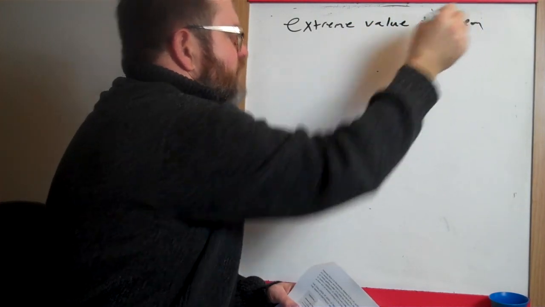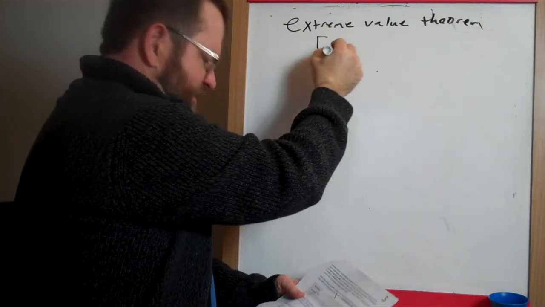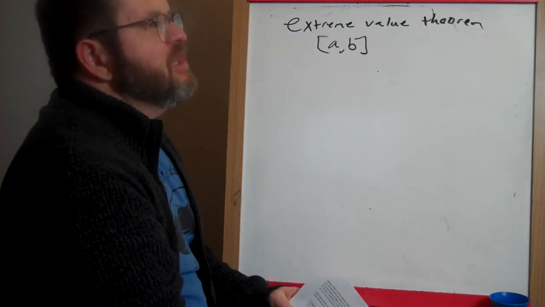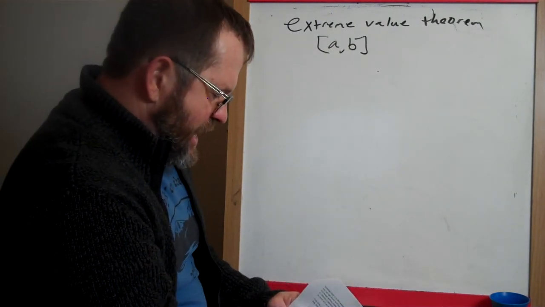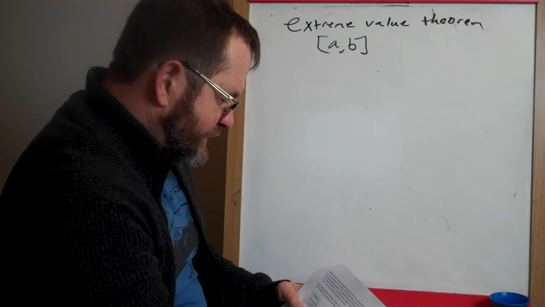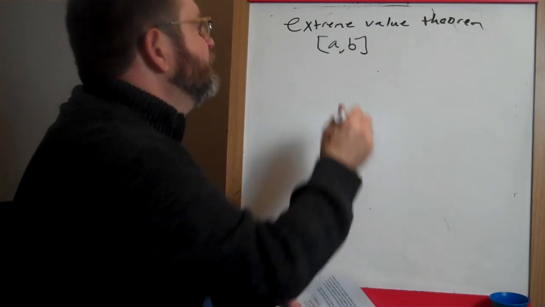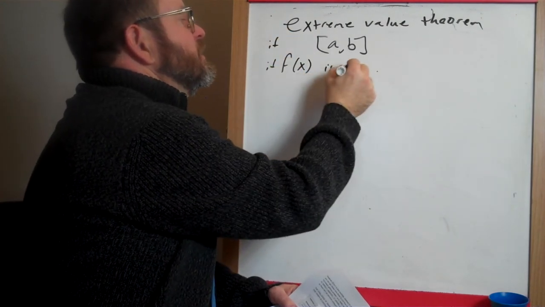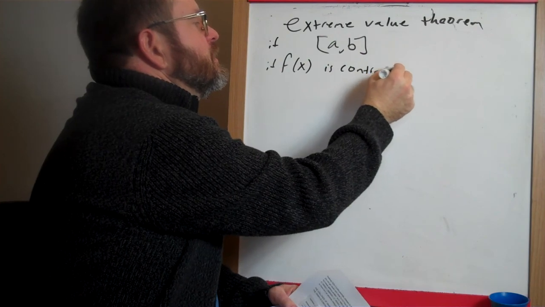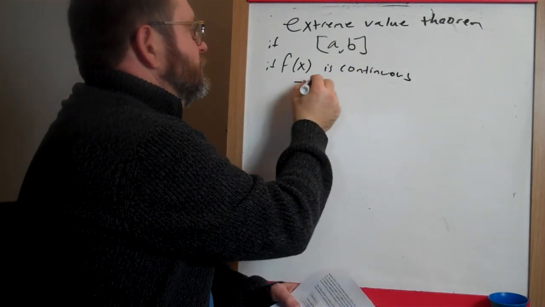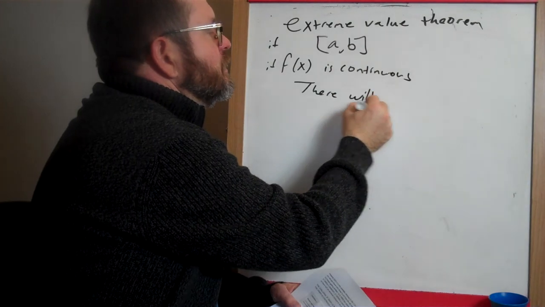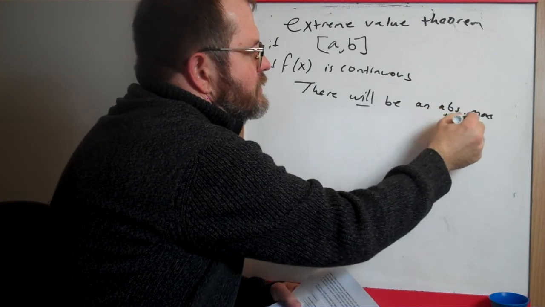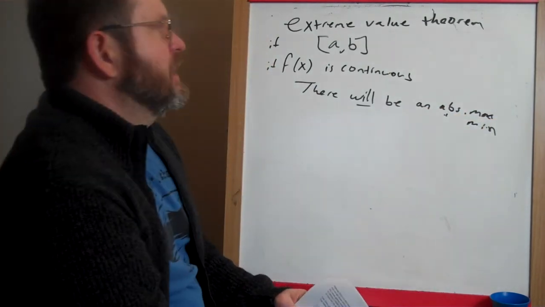And the extreme value theorem is going to tell you that as long as you're working with some closed interval, so we're not talking negative infinity to infinity, then if the function is continuous, then there will be an absolute max and an absolute min. Alright, that's our extreme value theorem.